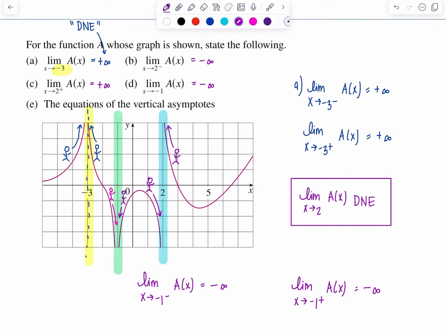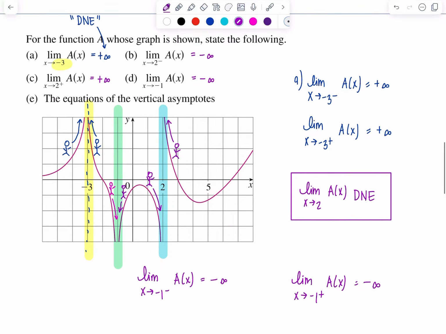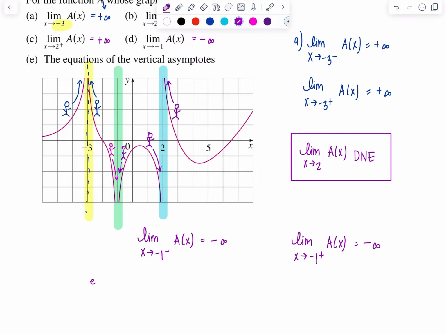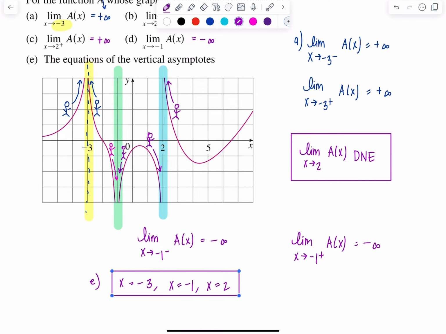Okay, very good. Now part E asks for the equations of the vertical asymptotes. We've pretty much drawn them in our limit investigation. Remember, vertical asymptotes, all of their equations start with x equals. So x equals -3, x equals -1, and x equals +2. And you have a vertical asymptote in your graph if from either side, the left or the right, the graph approaches positive or negative infinity. That constitutes a vertical asymptote.